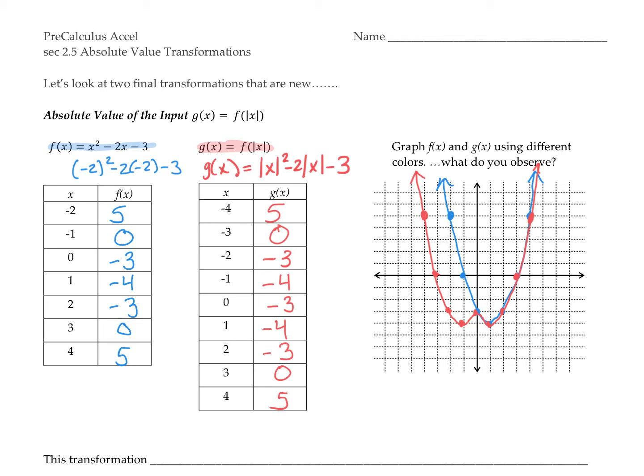So what do we notice when we compare our blue to our red? So what I see is this portion of the blue is then reflected over the y-axis. So essentially, the positive x values of the blue are reflected over to the negative side of the x-axis.